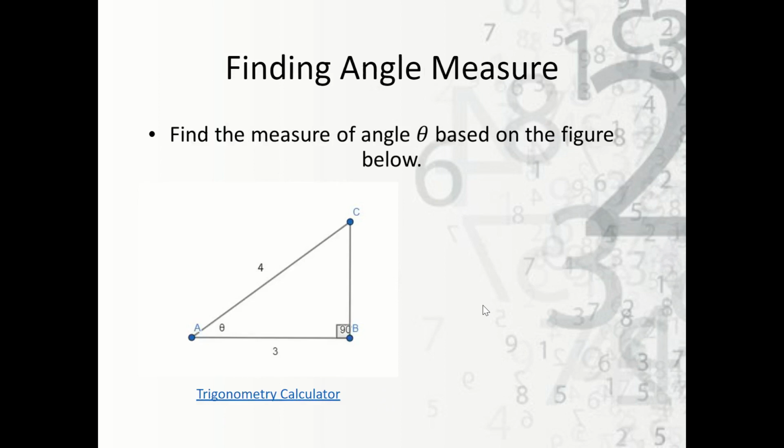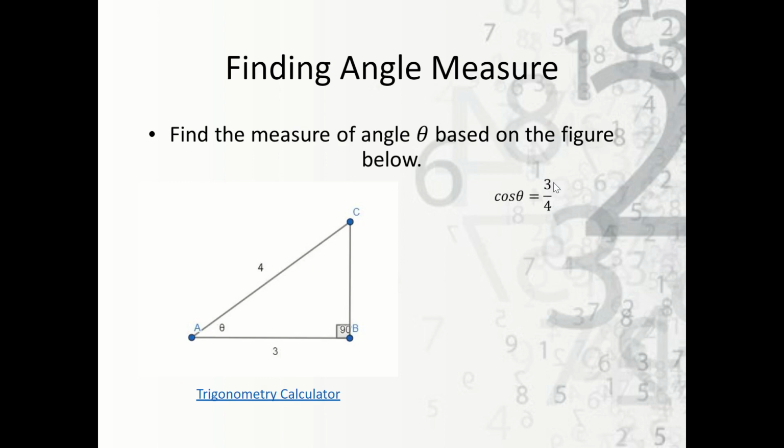So how does that help us find angle measures? In this case, we want to find theta, which is this angle here, and we're given this side and this side. This side is our adjacent, this side is our hypotenuse, so we have adjacent and hypotenuse, so we know that we're going to need to use cosine. So we'd say cosine of theta is equal to 3/4, adjacent over hypotenuse.